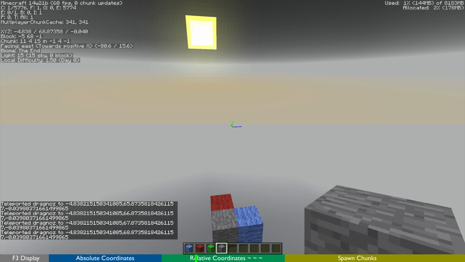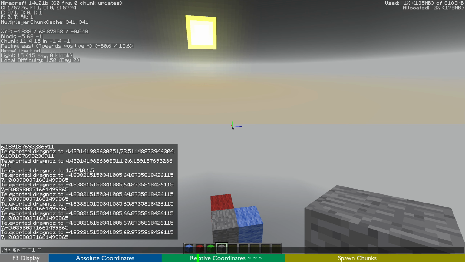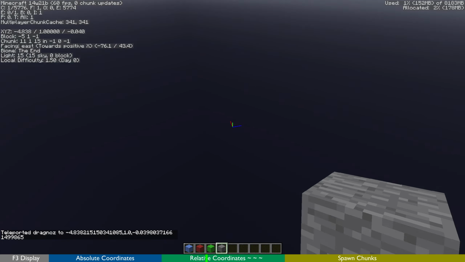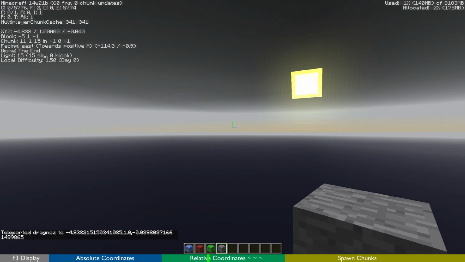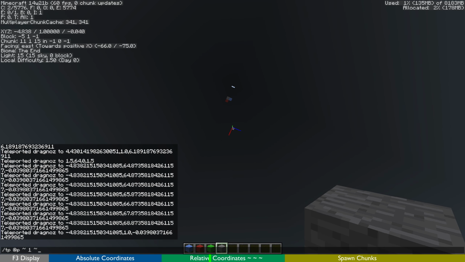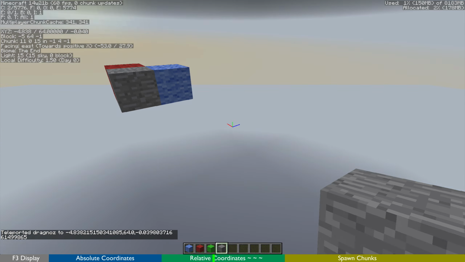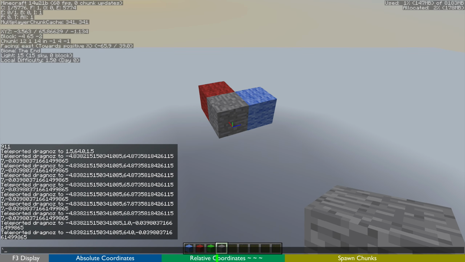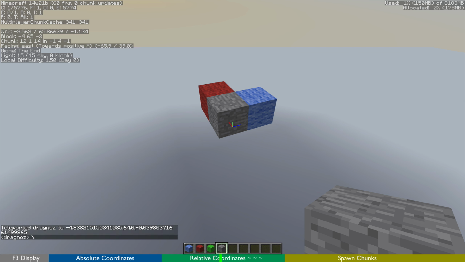If I don't use the tilde, so let's say I go x tilde, y 1, z tilde, it means it's going to teleport me to the absolute y of 1, but relative to the x and the z. So as you can see there. All right, so if I now just go 64, it'll take me back up again. Okay, right, so that's it. Now, the tilde key, unfortunately, I cannot tell you where that is on, oops, what am I doing?